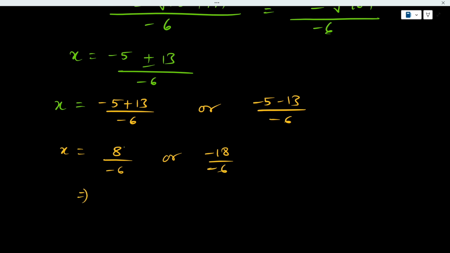So what is the answer here? 4 2s are 8, 3 6s are 18. So it is -4 by 3, or it will be 3. So there are the two solutions here, right?